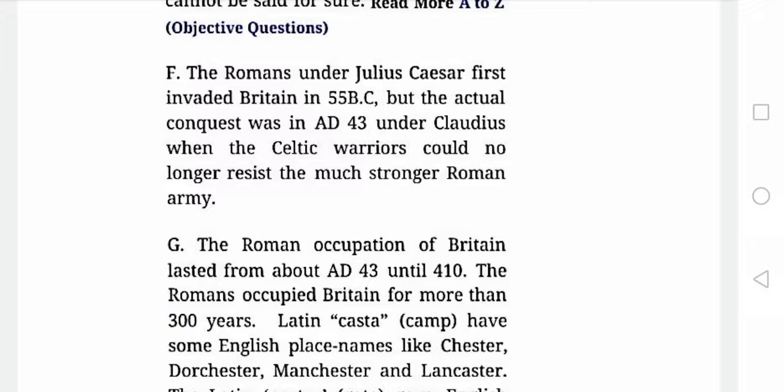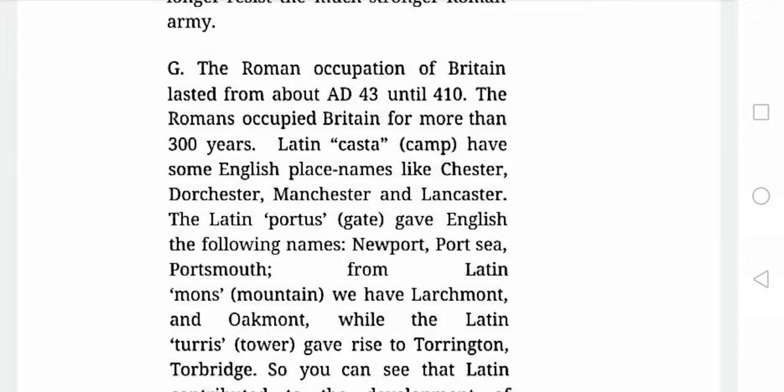Next, talking about the Romans under Julius Caesar, Britain was invaded in around 55 BC, but the actual conquest was in AD 43 under Claudius, when the Celtic warriors could no longer resist the much stronger Roman army. The Roman occupation of Britain lasted from about 43 AD till 410, more than 300 years.